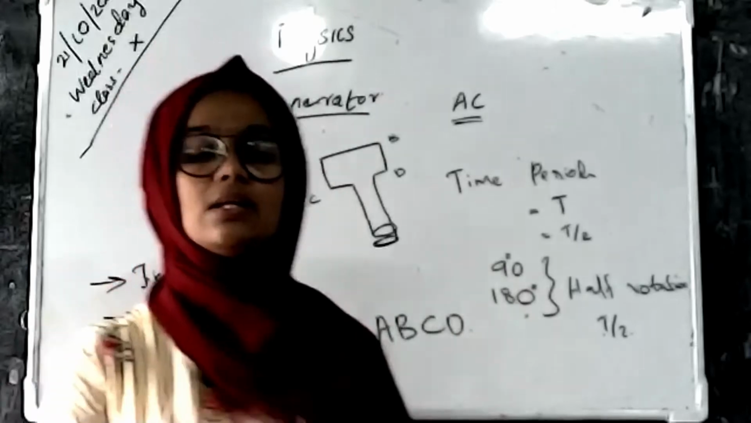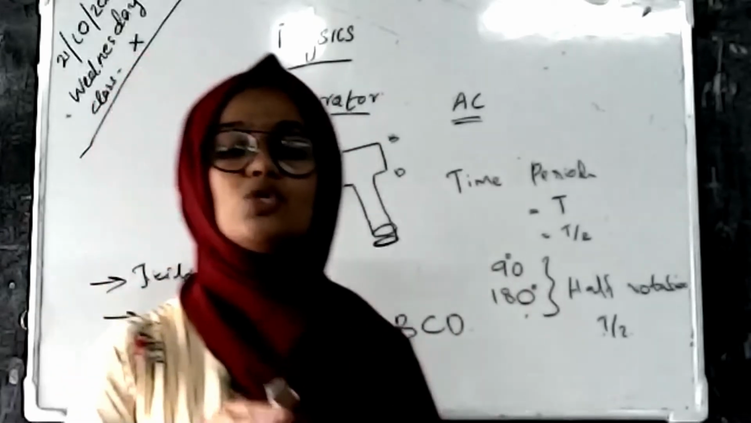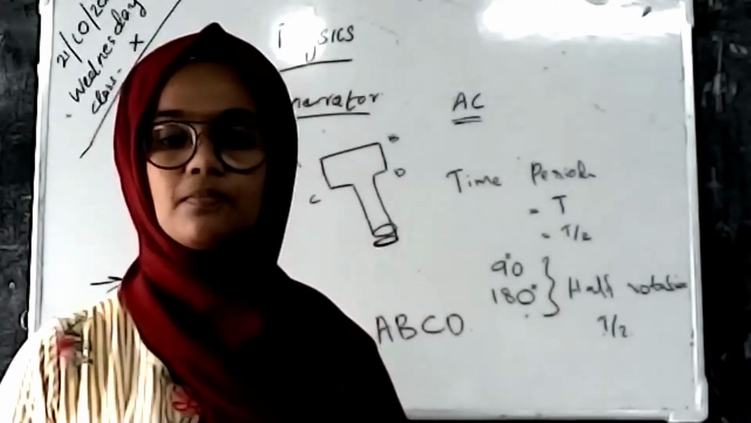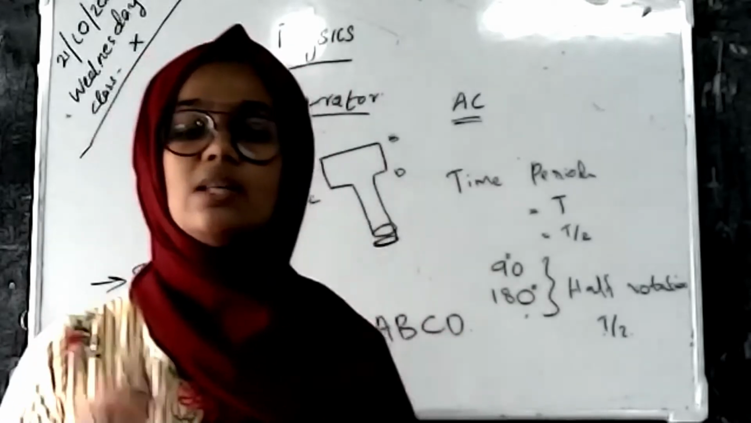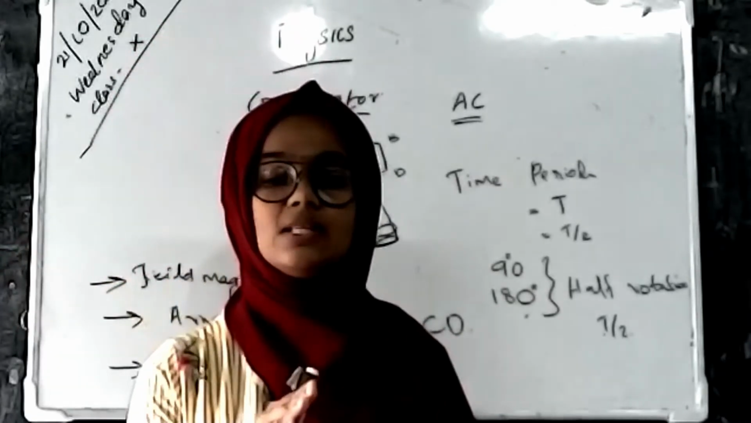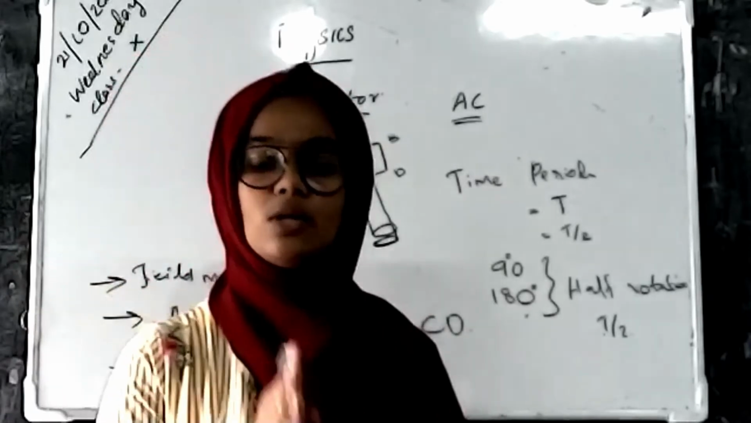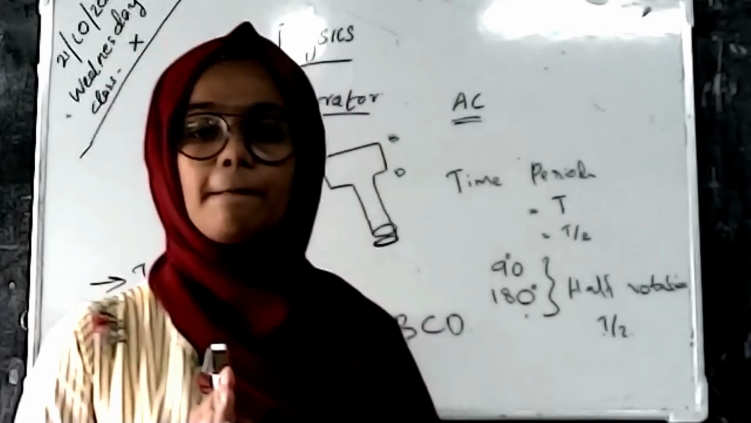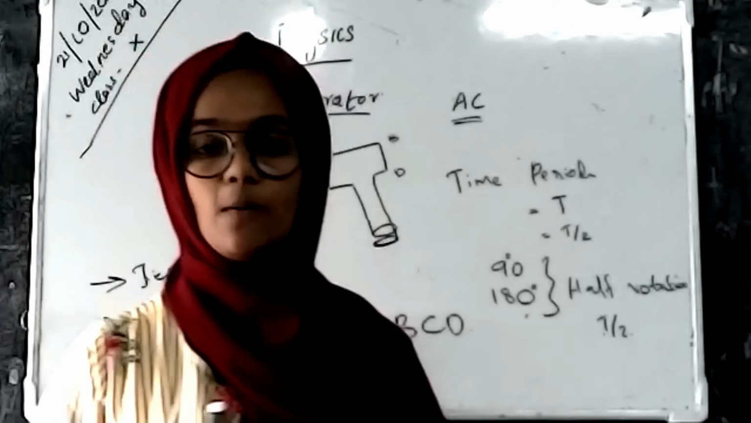And again it turns 90 degrees, so it comes to 270 degrees. At this 270 degrees, the induced current is maximum. And again it turns 90 degrees and completes one rotation, or 360 degrees. And again the induced EMF turns to 0.